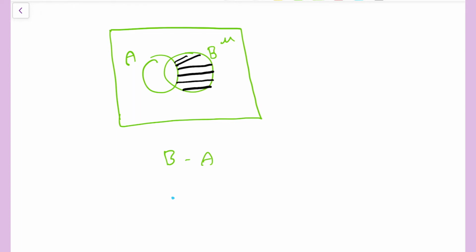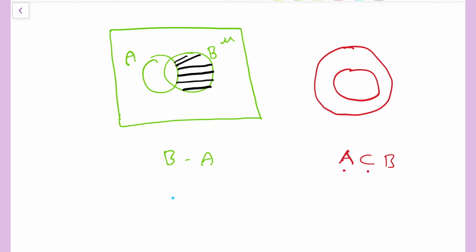Then he is asking next one, A is subset of B, right? A subset B. Two circles we need to draw, one inside the other. A subset B is nothing but A is the smaller set than the set B. So the smaller circle is for set A and the bigger circle is for set B.